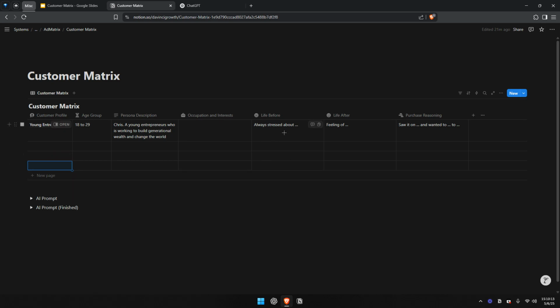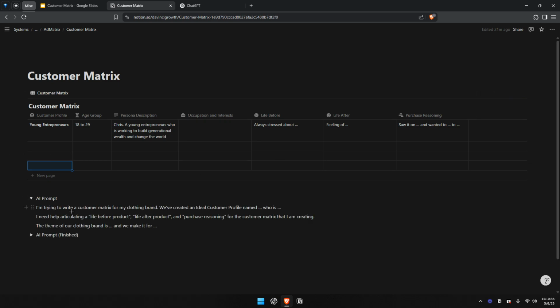And then what you do is you write a life before the product. So they're always stressed about this, or they're worried about this, or they feel this way about their life. And their life after is feelings of gratitude or more happiness or more success, whatever the case may be. And then the purchase reasoning, which is usually how they found your product and their exact reasoning for why they bought it. This stuff is very important, but I use AI prompts to help me with it.